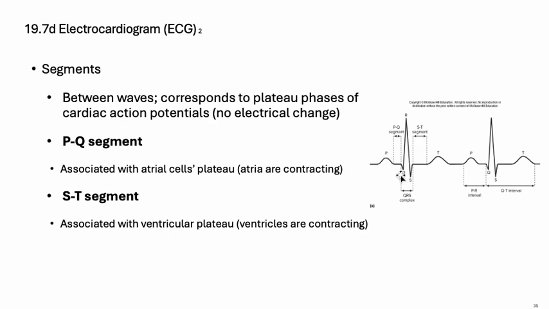So here's our P wave, here's our QRS complex, here's a T wave. You also have things called segments, and you also have ones called intervals, right? So a segment is a period or a stretch of electrical activity in between two waves, right? So in between the P and the Q wave, in between the S and the T wave. So we call these segments, right? And these segments, if you look at them on this right image here, they're flat, right? They're these flat regions. And that's corresponding to the plateau phase of the action potential, right?